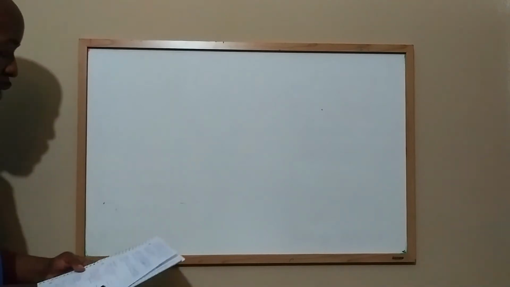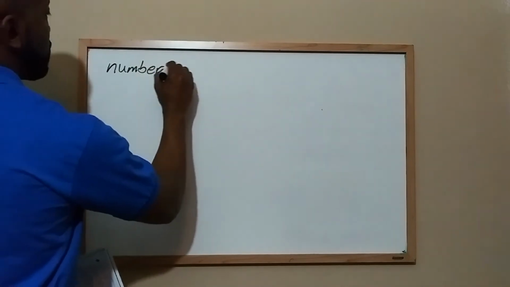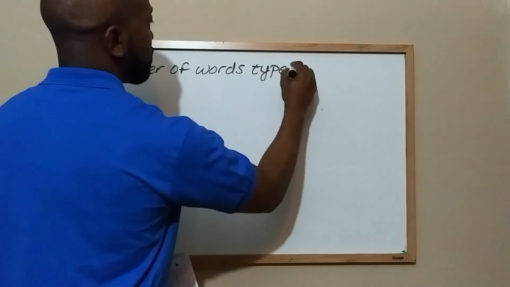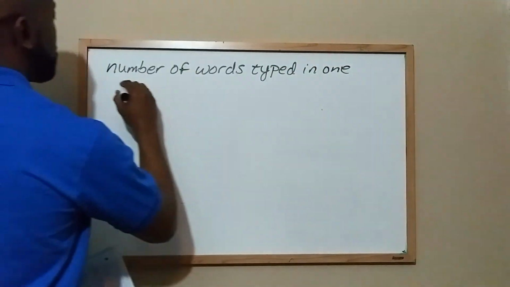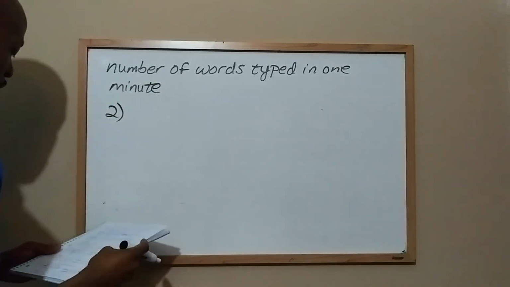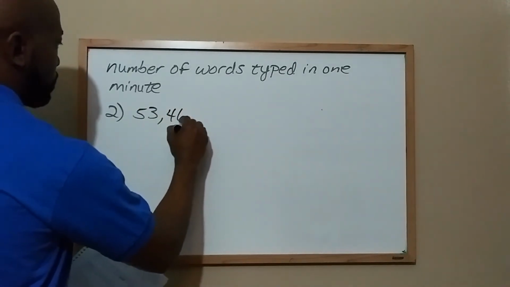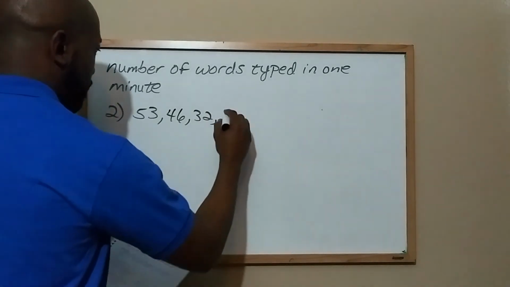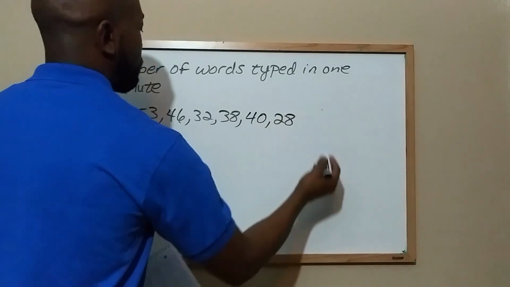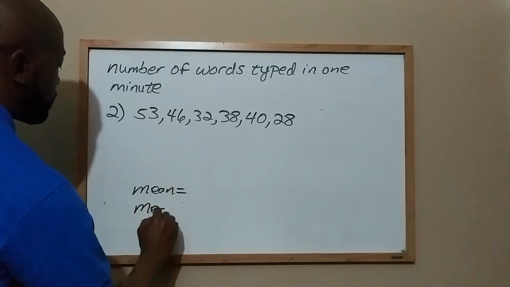In this example, we're going to look at the number of words typed in 1 minute. And those numbers are 53, 46, 32, 38, 40, and 28. First, let's find the mean. Then we'll find the median next.